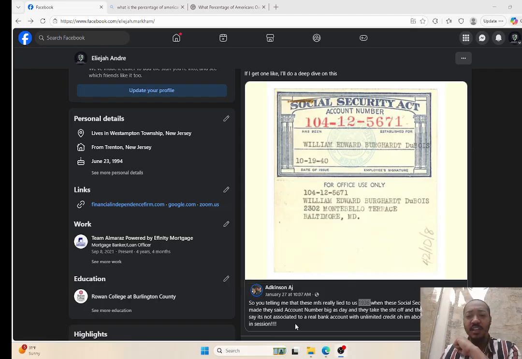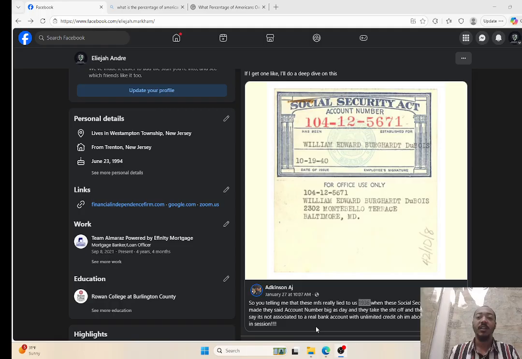So you're telling me that these MFers really lied to us in 1936 when these Social Security cards were made. They said their account number big as day, and then they take it off? They lied to us just to say it's not associated to a real bank account with unlimited credit. Oh, I'm about to lock in on this class session.